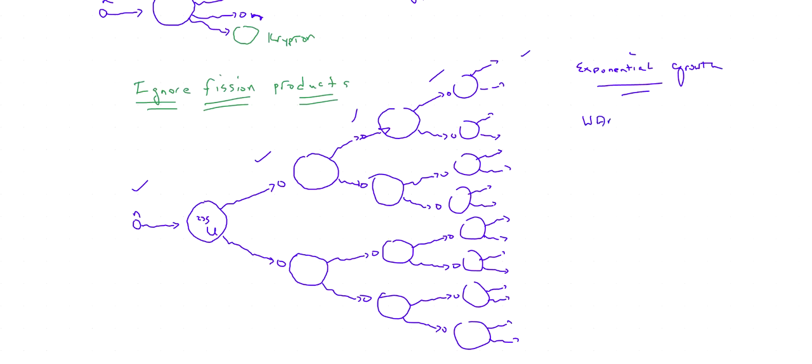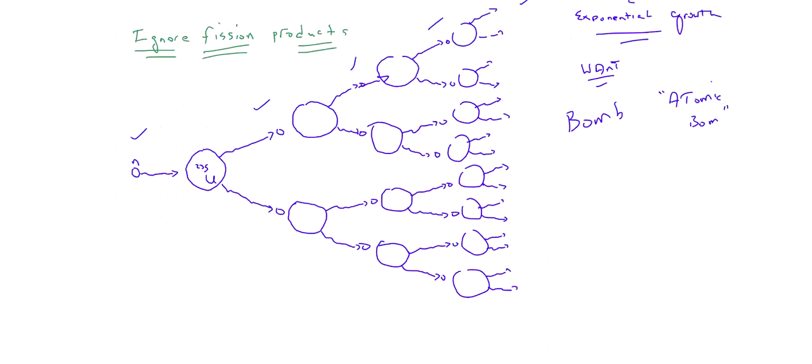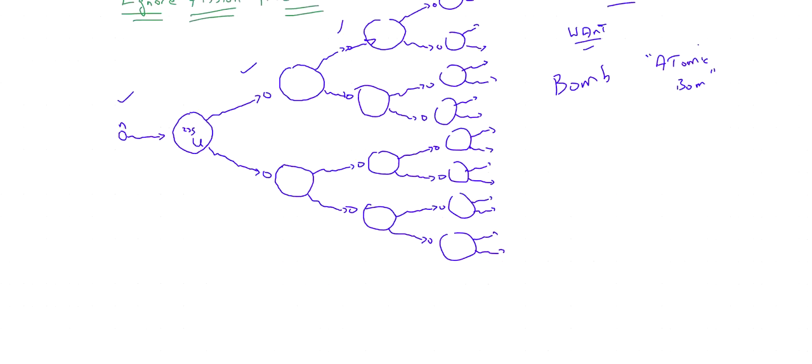We want this to happen in a bomb. So this is what takes place in an atomic bomb. So here, what we have is an uncontrolled chain reaction. Uncontrolled, because it keeps growing, chain reaction. Keeps growing and growing and growing and growing.